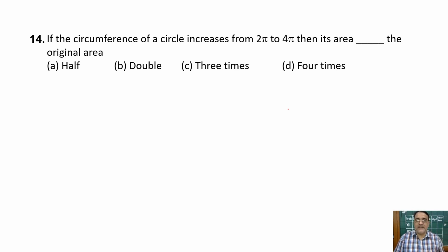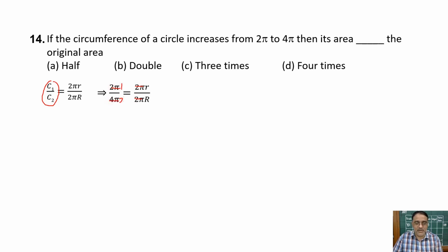So C1 upon C2 is equal to, suppose, 2 pi r upon 2 pi capital R, right? And the ratio of this is given, that is 2 pi upon 4 pi. अब यहाँ पे हम लोग कैंसिल करेंगे, ये दोनों कैंसिल हो गया, and here we are getting 1 upon 2. That means small r by capital R is equal to 1 by 2.